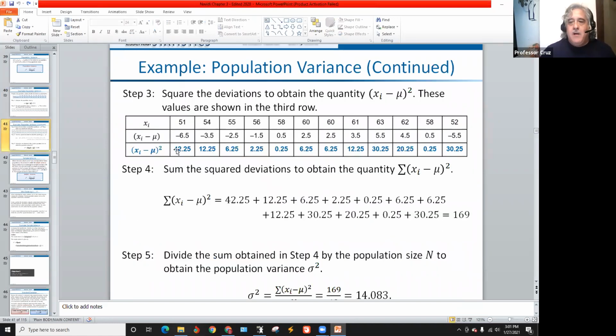Now, what you've got to do is square each one of those. When you square negative 6.5, it doesn't matter whether you square a negative number or a positive number, you're always going to have a positive number. A square is always positive because two negatives give you a positive. So when you square each one of these, there are the values you get along that top, the blue row.